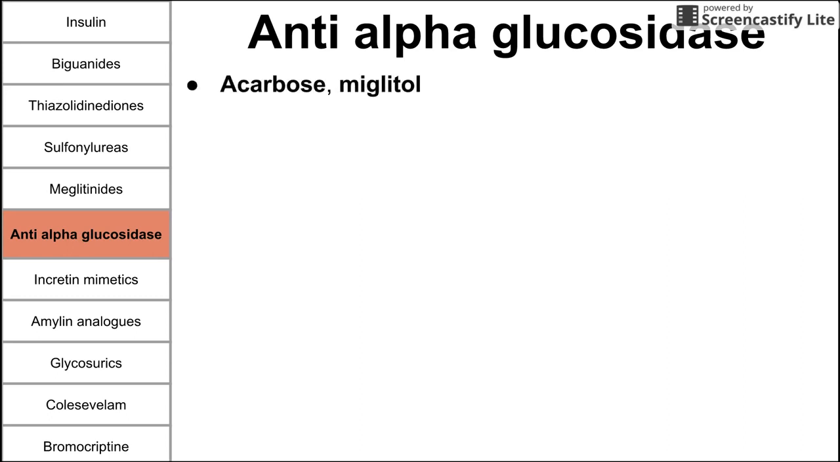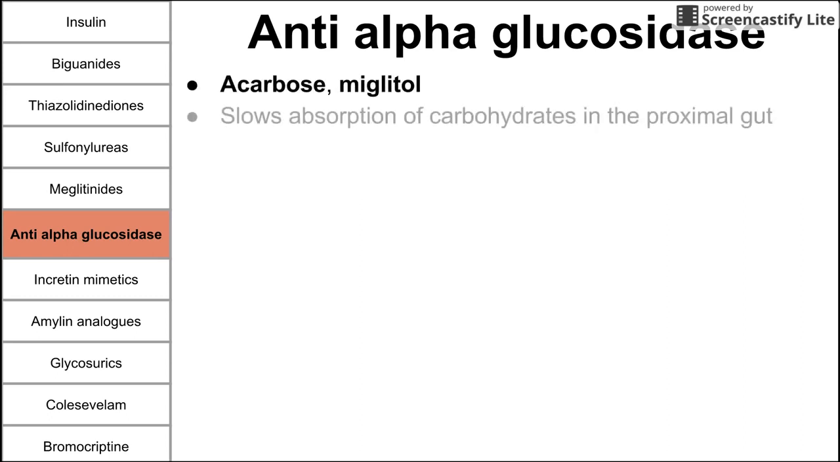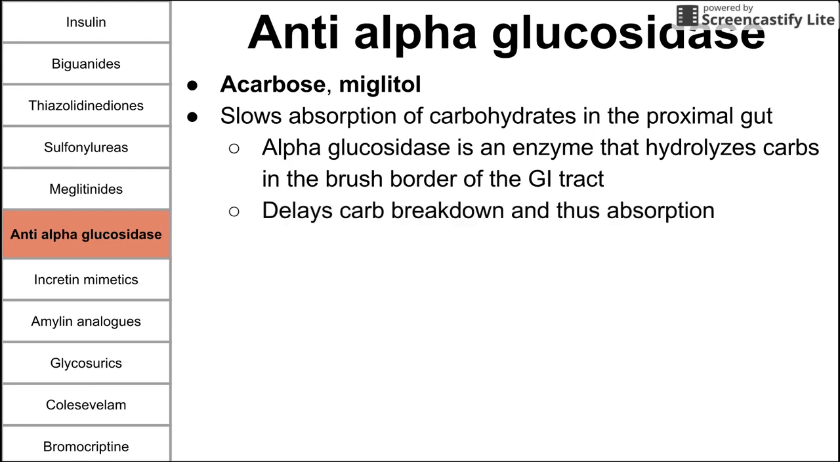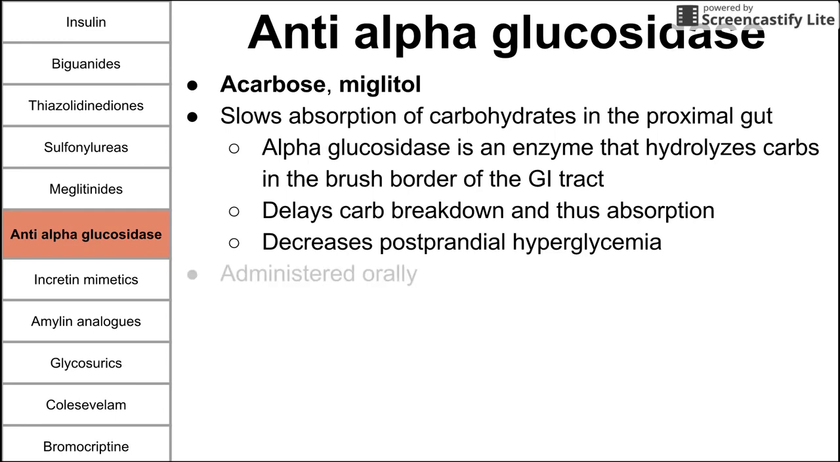Next drug is anti-alpha glucosidase. These two drugs are acarbose and miglitol. Mechanism here is that they slow absorption of carbohydrates in the proximal gut. Alpha-glucosidase is an enzyme that hydrolyzes carbohydrates in the brush border of the gut. So if you inhibit this enzyme, you're going to slow the breakdown and slow the absorption of carbohydrates in the gut. So you're going to delay carb breakdown and thus delay carb absorption. You're also going to decrease postprandial hyperglycemic spikes using these drugs.